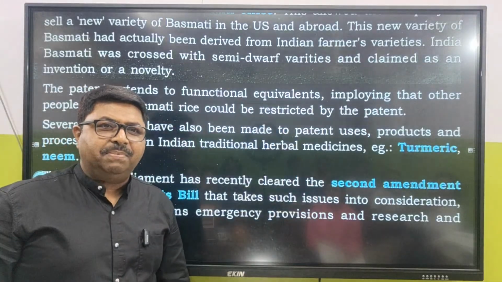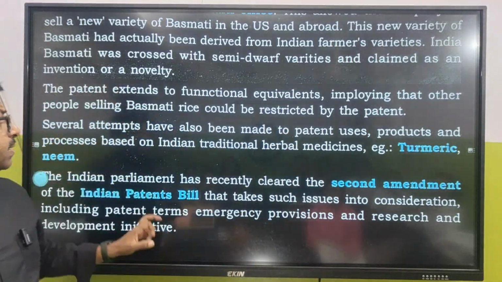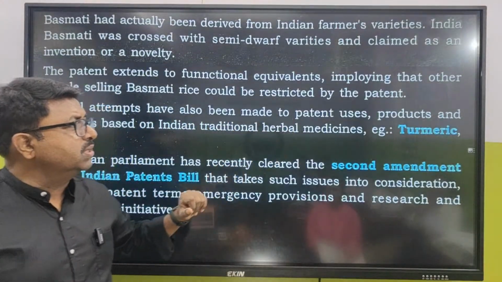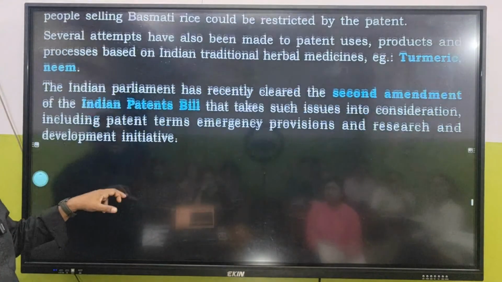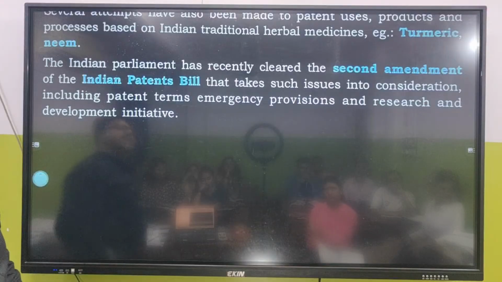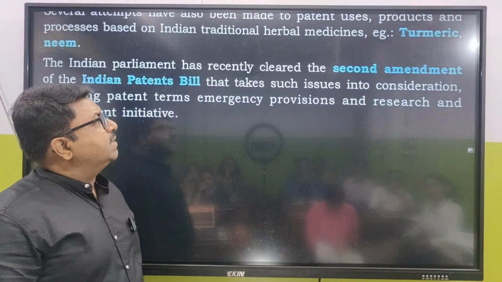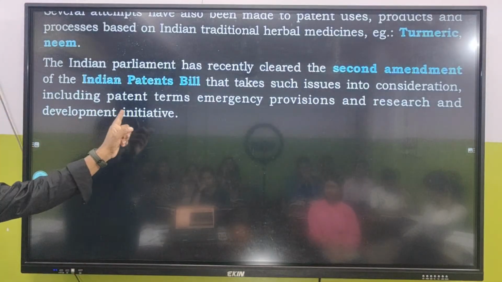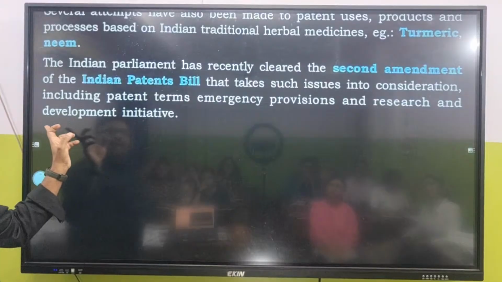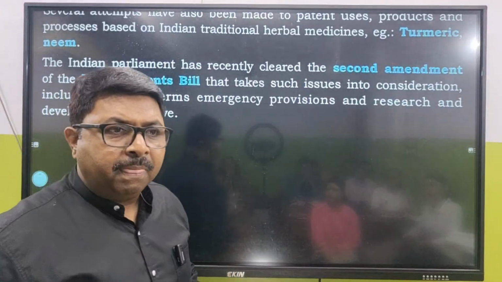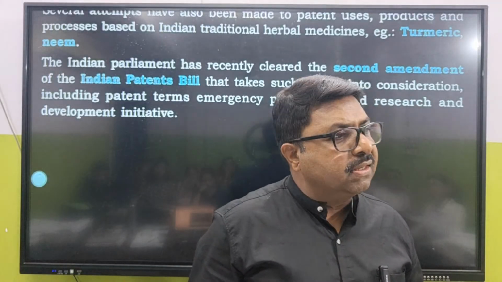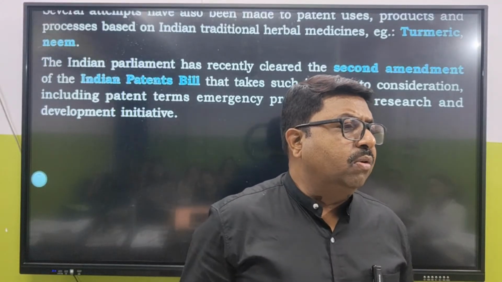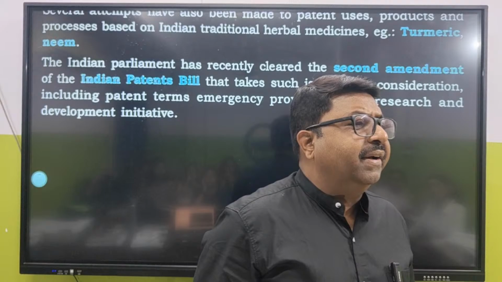How are you selling this? So there will be a restriction. Several attempts have also been made to patent uses, products and processes based on Indian traditional herbal medicines, for example turmeric and neem. The Indian Parliament has recently cleared the second amendment of the Indian Patents Bill that takes such issues into consideration, including patent terms, emergency provisions, and research and development initiatives. Got the idea what is called a patent? So to stop biopiracy, you made the patent bill. Otherwise, I would have taken the patent from Aditya. Who is earning in crores? Me. And what about Aditya? Two paise. I gave him a role. Okay, any issues with this?